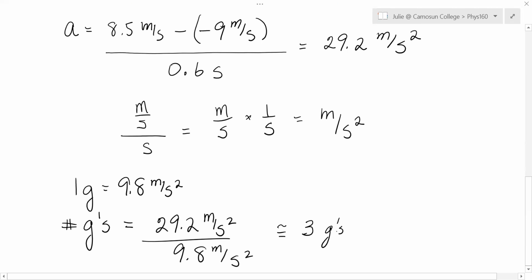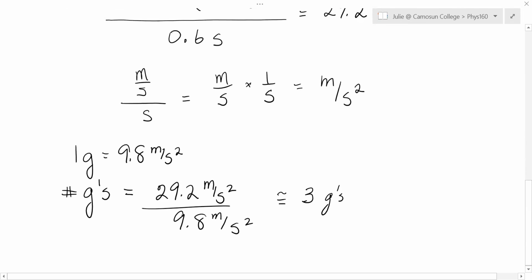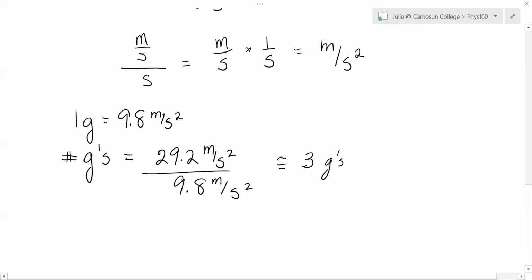Now 3 G's is huge. That's a pretty violent kind of acceleration. If you were to sustain between 3 and 4 G's for more than about 3 seconds, you would black out. So that's a huge acceleration, 3 G's.